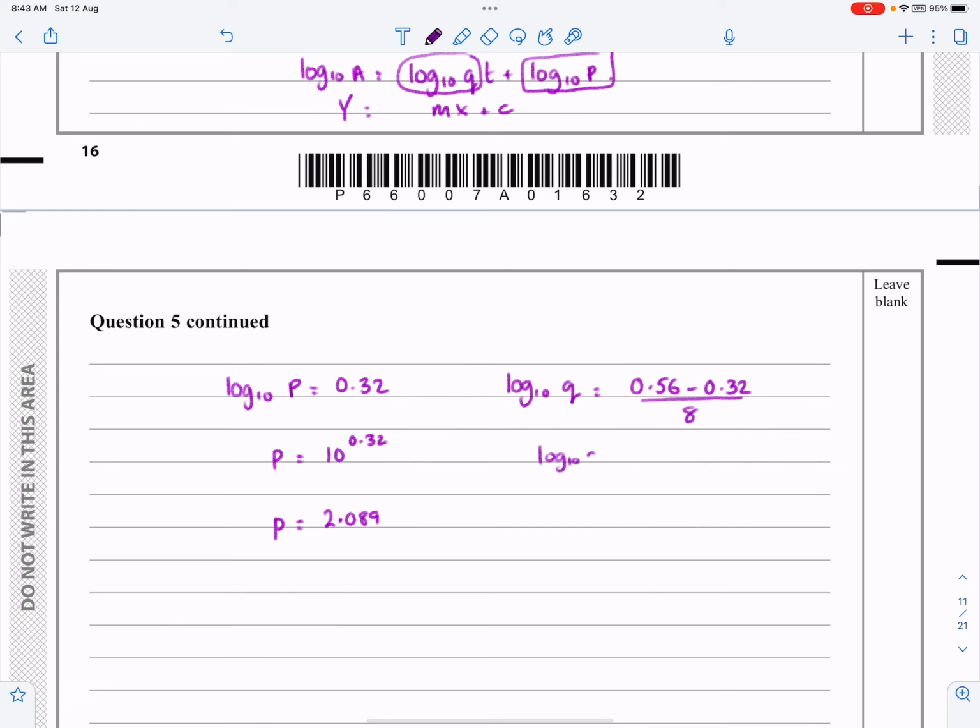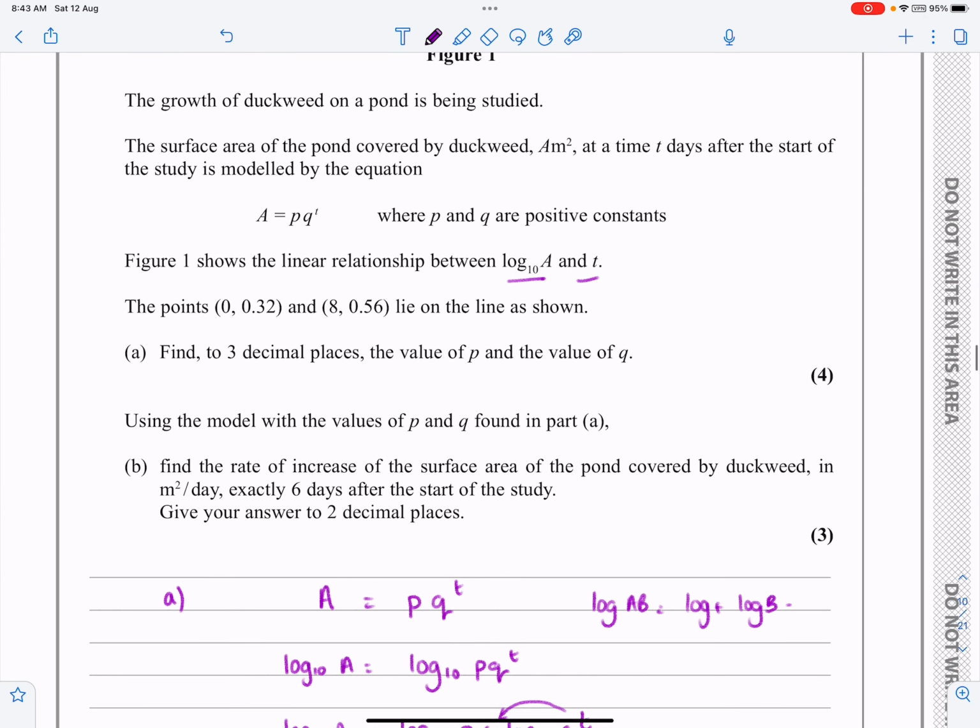And log 10 q here works out to be 0.24 divided by 8, which gives me 0.03. So this time, following exactly the same idea, q is going to be 10 to the power of 0.03, and that works out to be 1.072. Both answers here, go back to the question, it says find them to 3 decimal places. Very, very standard, that first part.